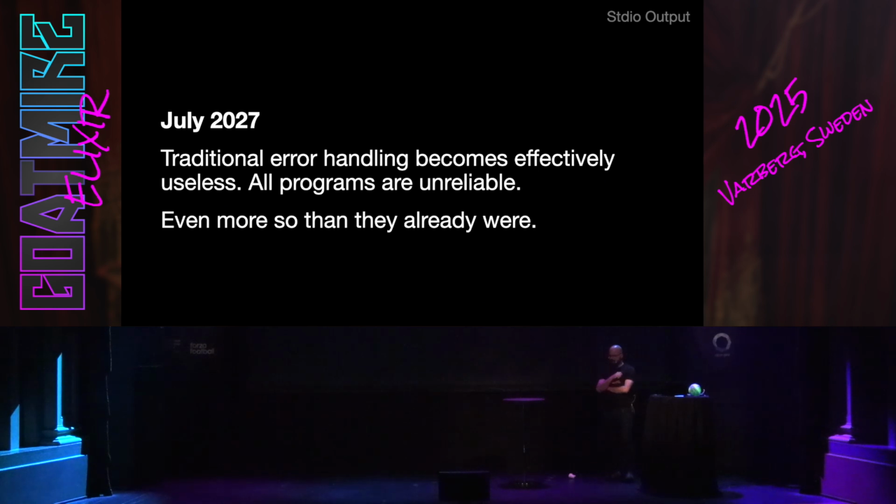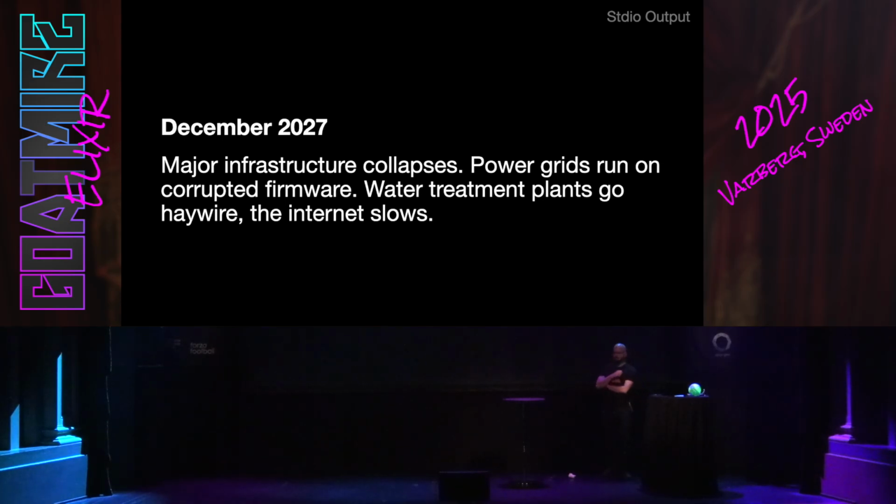All programs are unreliable, even more so than they already were. Mine, in particular, I assume, is what they're talking about there. December 2027, major infrastructure collapses. Power grids run on corrupted firmware. Water treatment plants go haywire, and the internet slows.